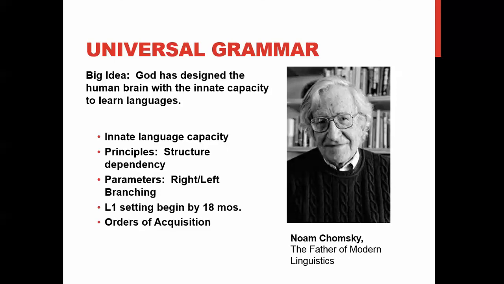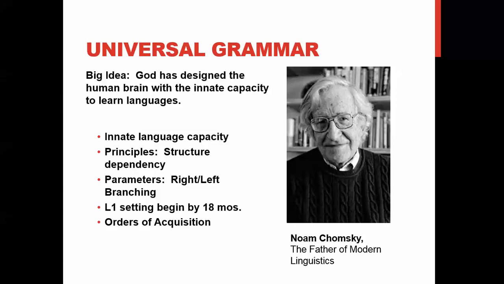He's often known as the father of modern linguistics, and he wouldn't use this phrase because he's a bit of an evolutionist. But I will say the big idea here is that God has designed the human brain with the innate capacity to learn languages. I think this is really cool. There are some challenges to this view, but the key ideas here are that we have a language acquisition device. A part of that are these principles that are there for all languages, and then parameters are these switches where, when we get input as children, they're set to go right, left, or whatever the others might be. And those settings begin very early in life, as early as 18 months of age.